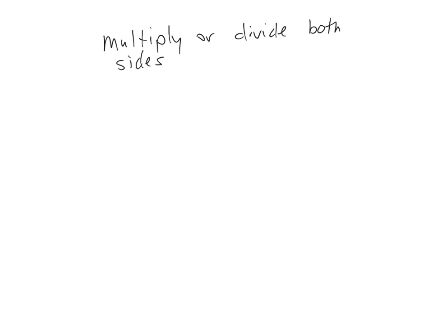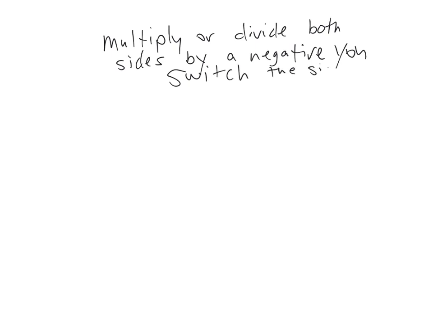But I want to show you the one exception, and I want you to write this on the top of your paper because you will need to remember this: if you ever multiply or divide both sides in order to solve it by a negative, you switch the sign. So I'll show you what I mean.